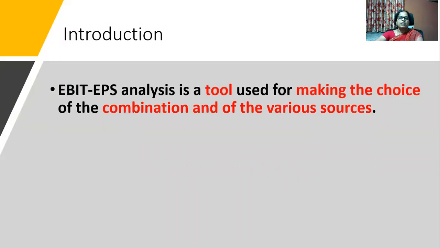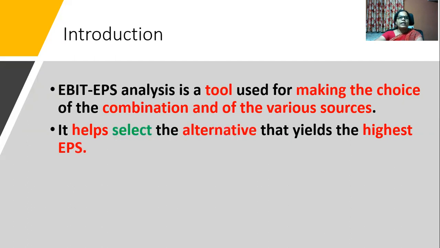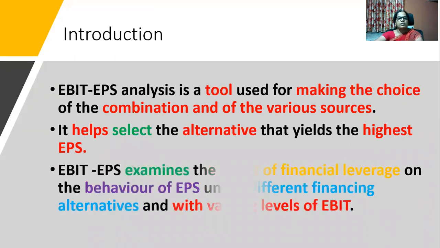EBIT EPS analysis is a tool used for choosing the combination of the various sources of funds. It helps the company select the alternative that yields the highest EPS. EBIT EPS analysis examines the effect of financial leverage on the behavior of EPS under different financial alternatives and with varying levels of EBIT.